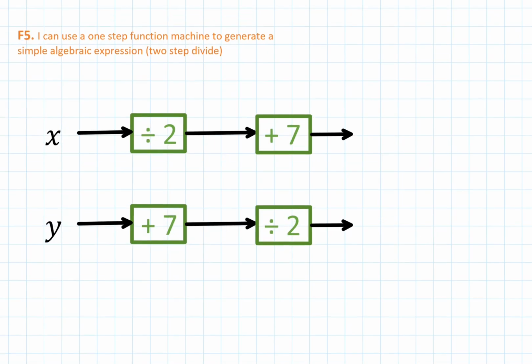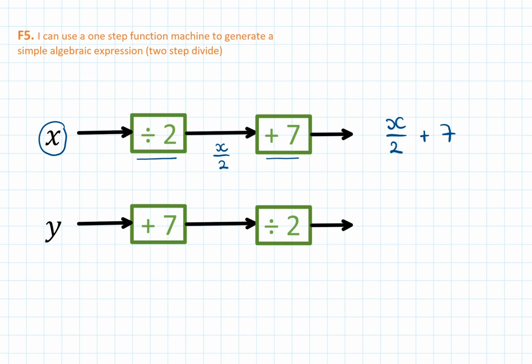Now we will look at two-step function machines which involve division. The first example, we start with the variable x, we divide it by 2, and then we add 7 to that. Let's go step by step. x divided by 2, that will be x over 2. And then when we add 7 to the whole expression, it will be x over 2 add 7. This is the final output of the whole function machine.